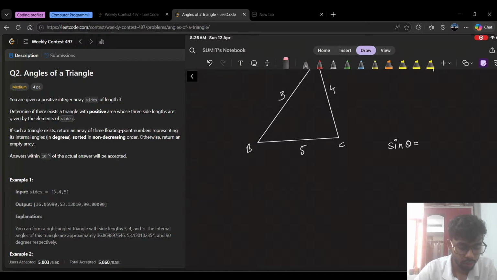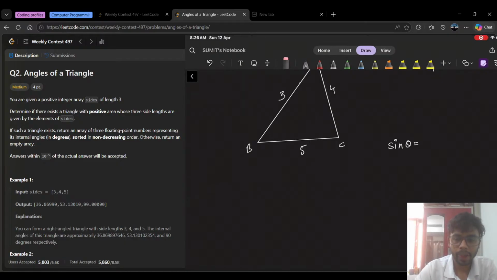Vector double sides. So I got sides. Double side A is sides of 0, B is equal to sides of 1, and C equals sides of 2. So we have got the sides.